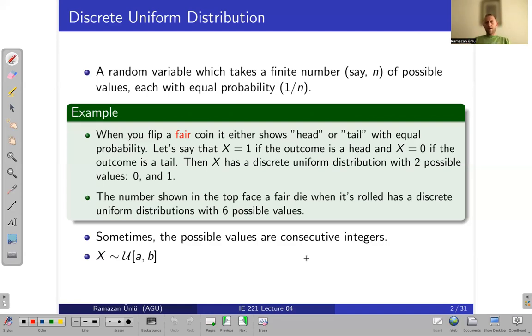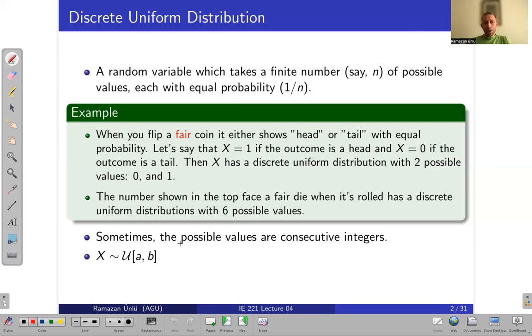Another example is rolling a die. A fair die has 6 discrete values, right? And each of them has equal probability. That's why the random variable x has a discrete uniform distribution. Sometimes the possible outcomes are consecutive integers, sometimes not. In the first example, the possible values are not integers, we just encoded them as integers. But in the second example, the results are integers from 1 to 6.